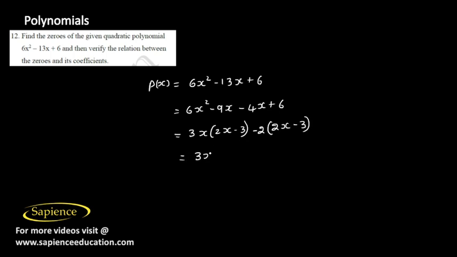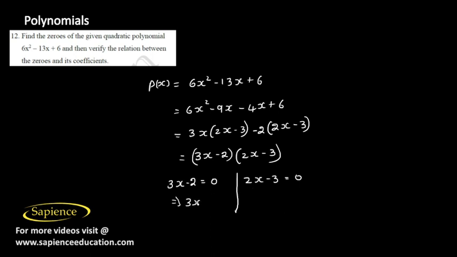This can be written as (3x minus 2) into (2x minus 3). So either this term is equal to 0 or this is equal to 0. So either 3x minus 2 is equal to 0 or 2x minus 3 is equal to 0. 3x minus 2 equal to 0 gives 3x equals 2 and x is equal to 2 by 3. And in this case 2x is equal to 3 and x is equal to 3 by 2. So we got the values of the zeros. Let's call it alpha and beta.